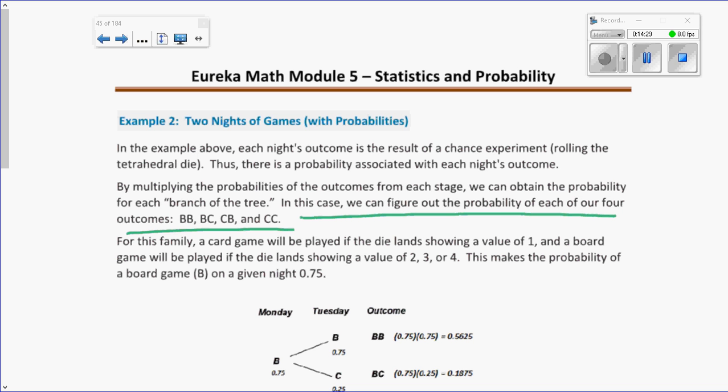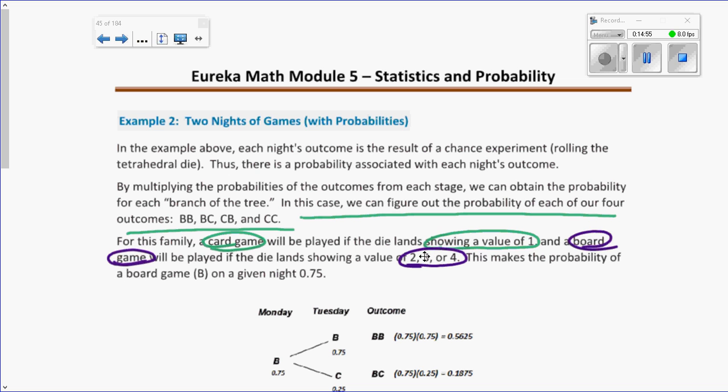For this family, a card game will be played if the die lands showing the value of 1. Okay, that's for a card game. And a board game will be played if the die lands showing 2, 3, or 4. So the way I see it is, let's say I'm the mom and I love playing card games, but the rest of my family, the other 3 people, all would rather play a board game.